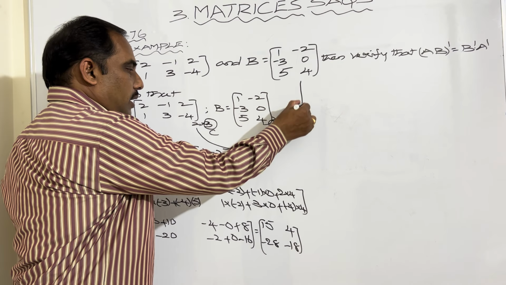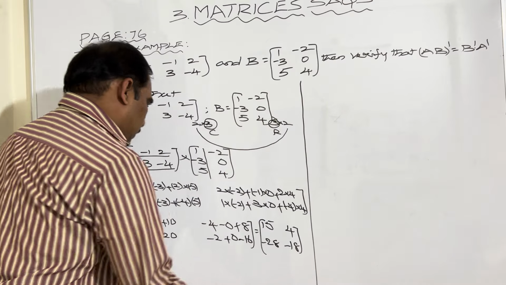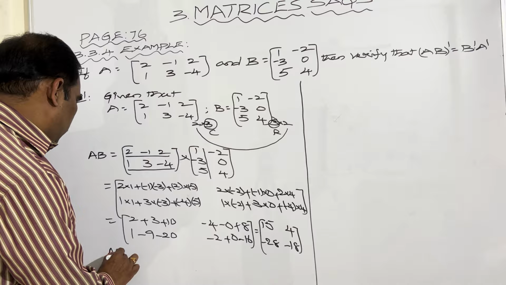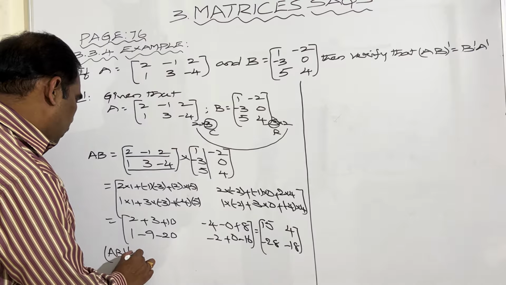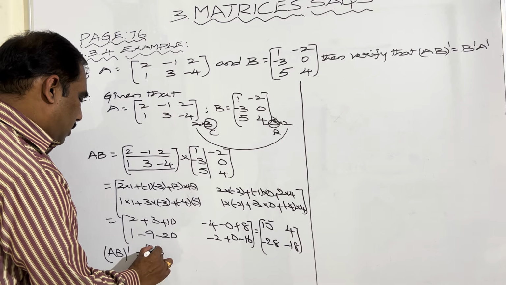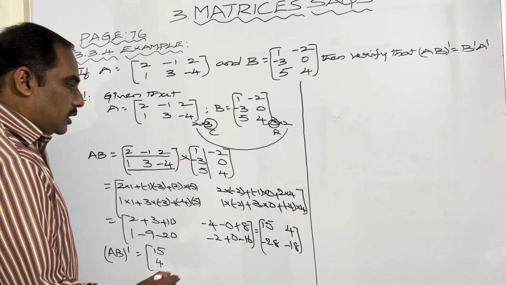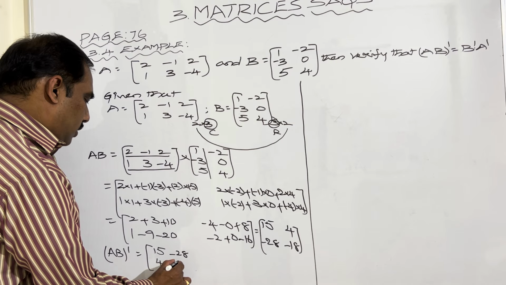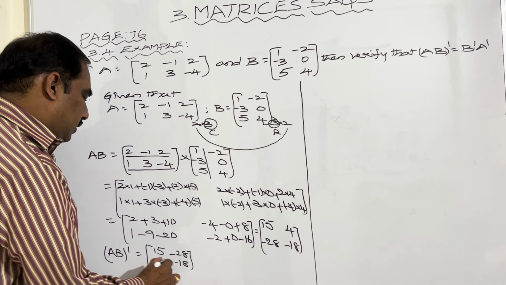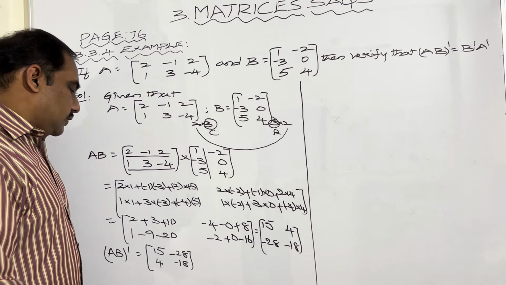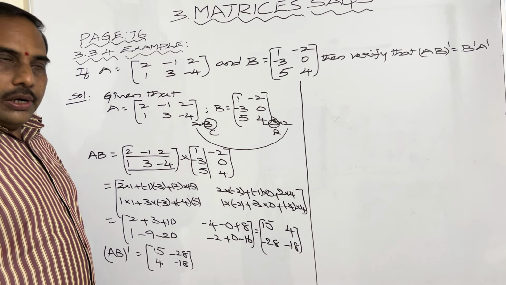So (AB) transpose is equal to, writing first row into the first column. Transpose matrix means interchanging the rows into columns, and second row writing into the second column. So (AB) transpose is [15, -28; 4, -18].